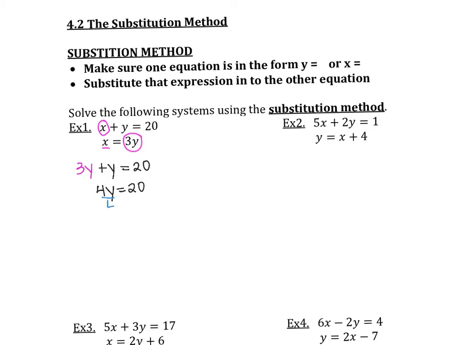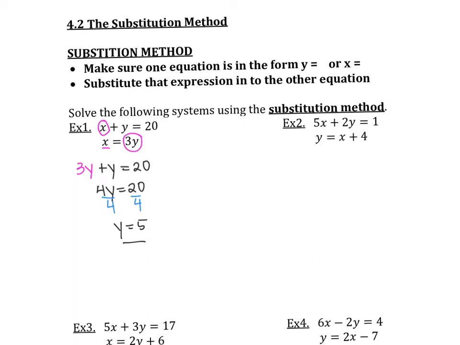Let's divide by 4. So I get y equals 5 as my y value, but my answer should be an ordered pair. So I still need to figure out the x value. I'm going to take my y equals 5, and plug it into one of the original equations. I can plug it in here, or I can plug it in here. It doesn't make a difference.